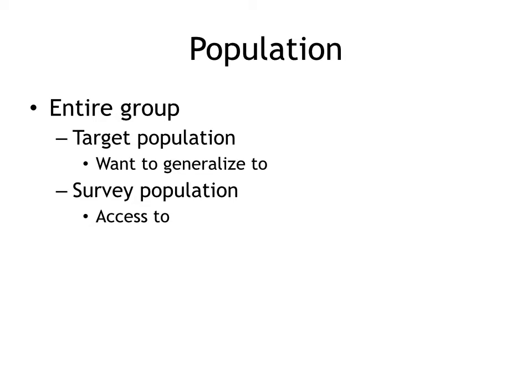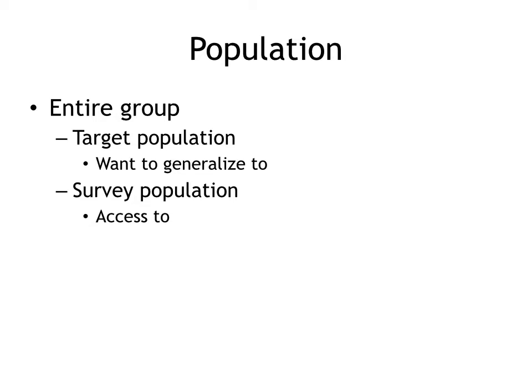It's best to make your target population as specific as possible. It's better, for example, to say your target population is third graders in urban schools in the southwestern United States than it is simply to say your target population is third graders.